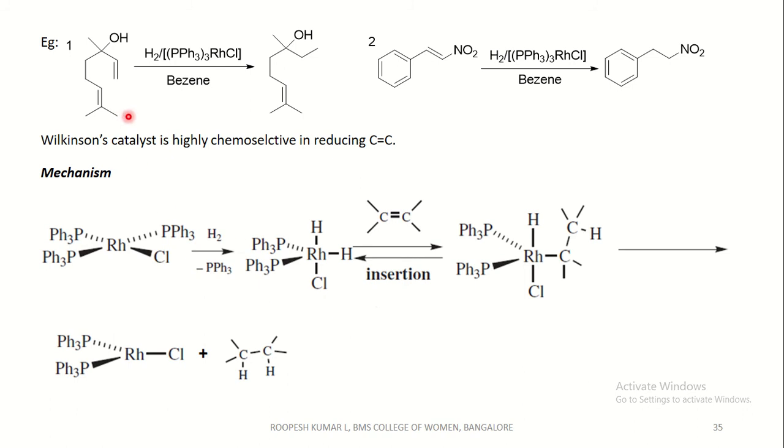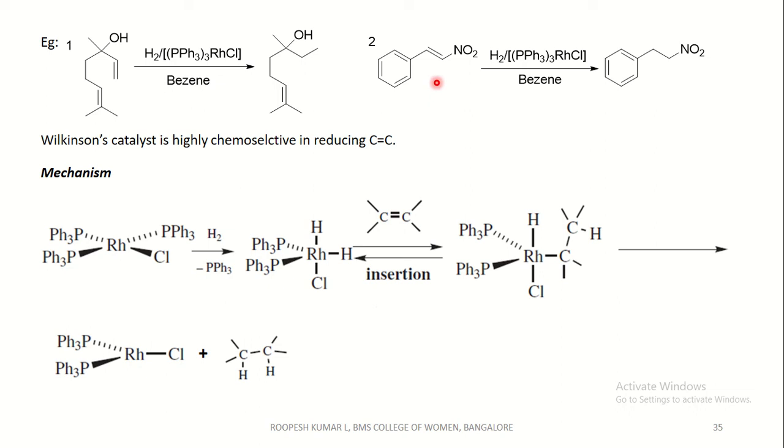Coming to this one, this double bond gets reduced. Only this double bond gets reduced using molecular hydrogen in the presence of Wilkinson's catalyst in benzene. We get the corresponding alkane. That is, only this double bond gets reduced. Why? Because the less sterically hindered double bond gets reduced, whereas this double bond is highly sterically hindered.